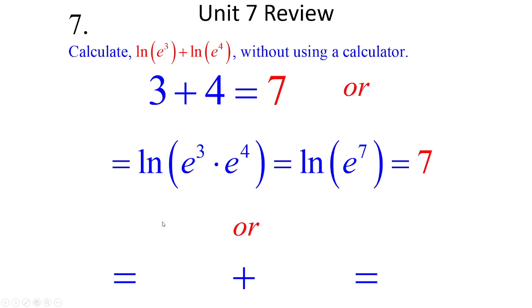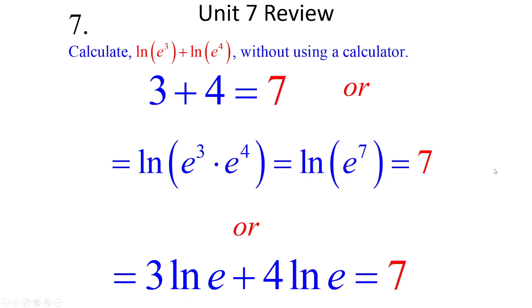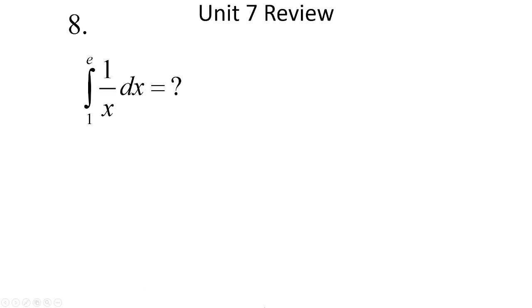Or you can do it this way. What did I do here? Okay, I'm running out of ways. Oh, I went 3 natural log of e, 4 natural log of e, and of course natural log of e is 1, so that's 3 plus 4, and you still get 7. Lots of ways to do that. All right, loving this here.